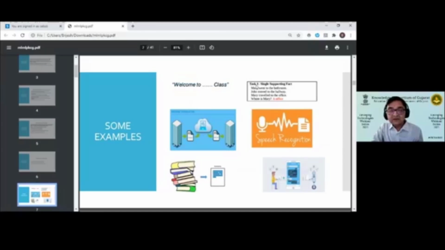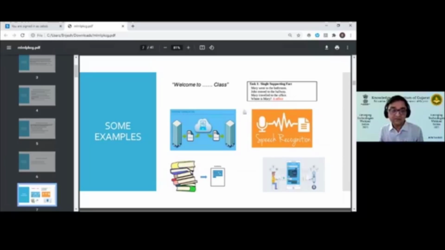On the right side, look at the task. Task one is single supporting fact. Mary went to the bathroom. John moved to the hallway. Mary traveled to the office. Where is Mary? So if you give a sequence of sentences to the machine, it should be able to get the correct answer. In this case, the answer is office. After the bathroom, the next place Mary went to was the office, so it picked up the office. So the machine should be intelligent. And of course, we notice that these are not difficult problems for humans.